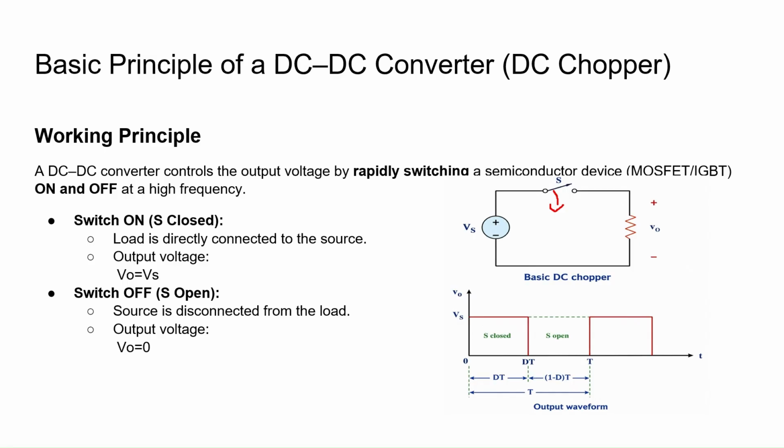I will explain it one more time. A chopper works by very rapidly switching a semiconductor device. Here we can use a MOSFET or IGBT for on and off at high frequency. When the switch is in on condition, the load is connected to the DC source. Therefore, the output voltage will be equal to the source voltage. When the switch is in off condition, the load is disconnected from the source. Therefore, the voltage across this load becomes 0.